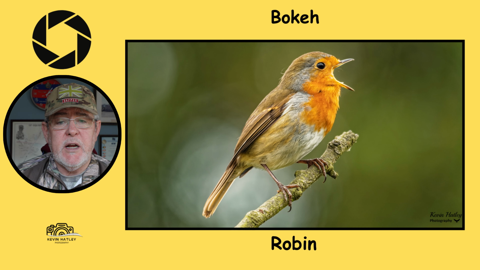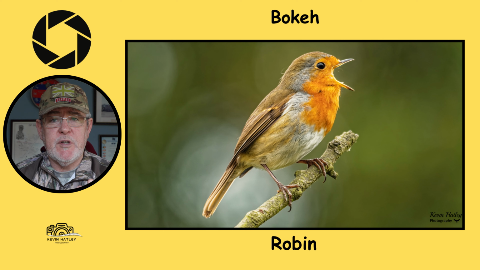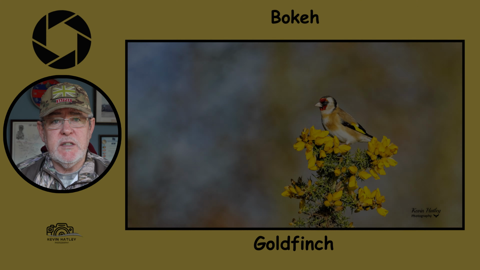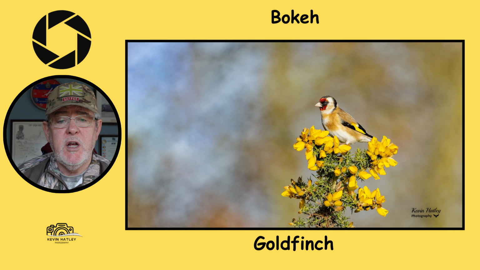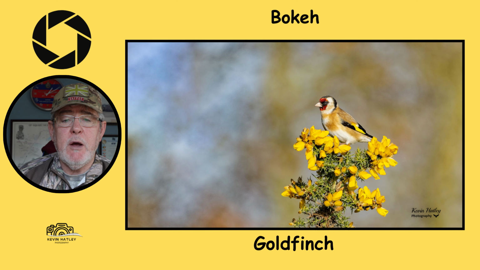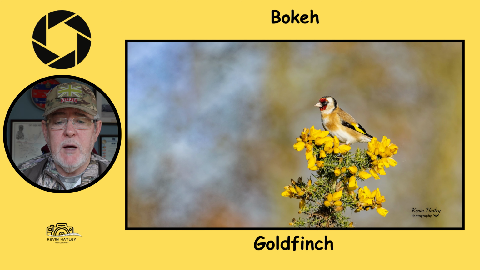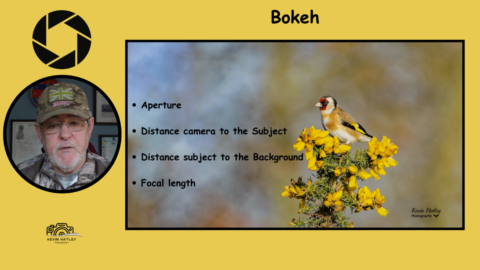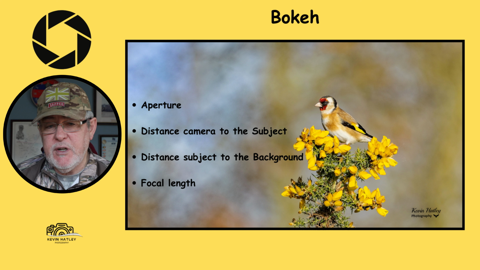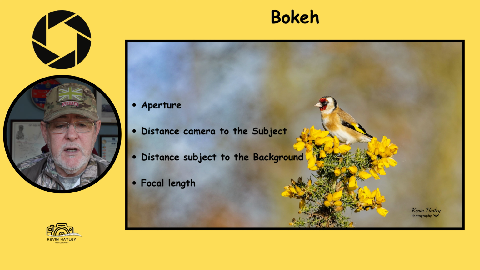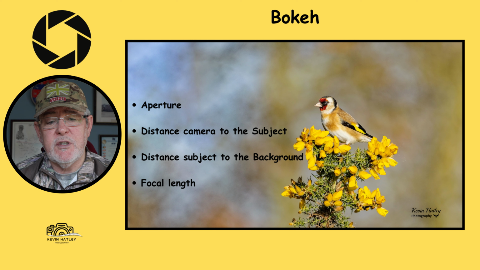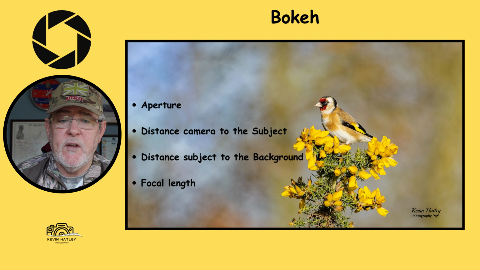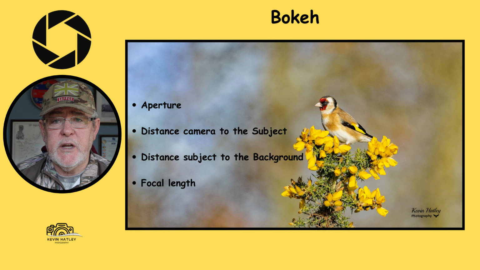One of the effects that we want to achieve in our background is known as bokeh, where a subject pops out from its surroundings. Bokeh is defined as the effect of a soft, out of focus background that you get when shooting an image using a wide aperture. The factors that affect the bokeh are the aperture, the distance from the subject to the background, the distance of the camera to the subject, and also the focal length of the lens, all of which we're going to look at.